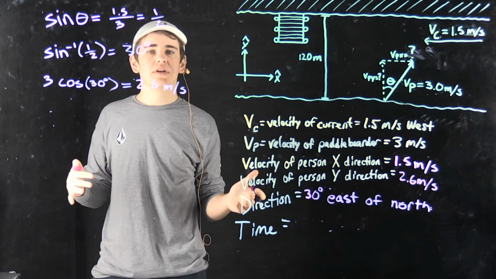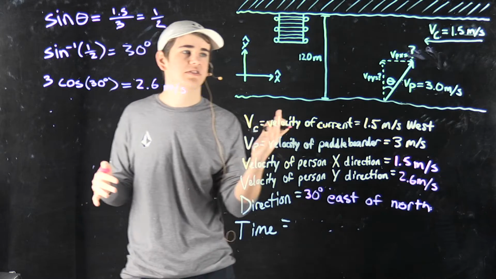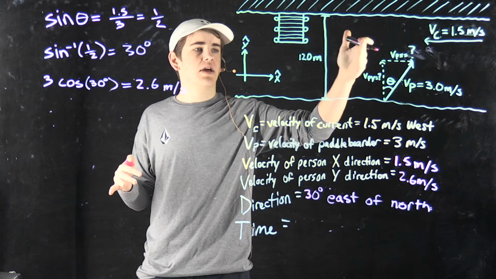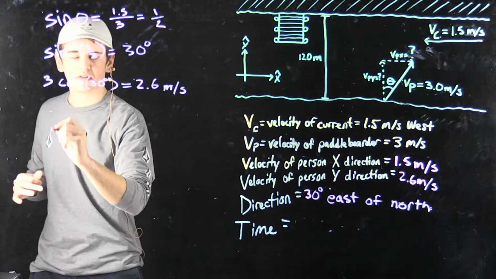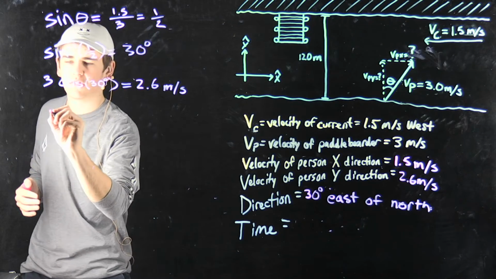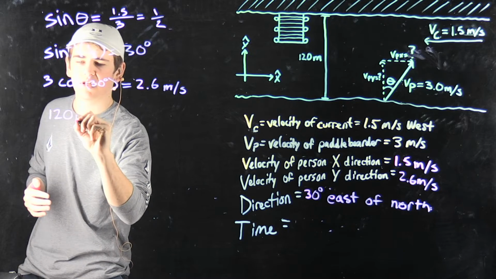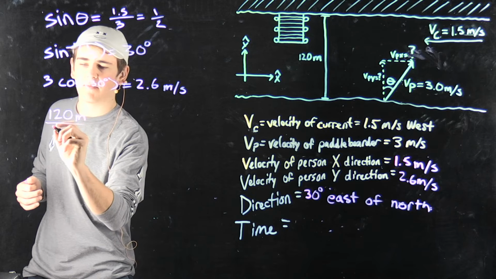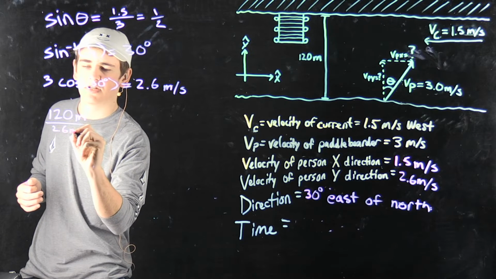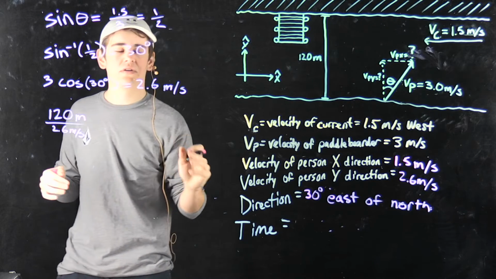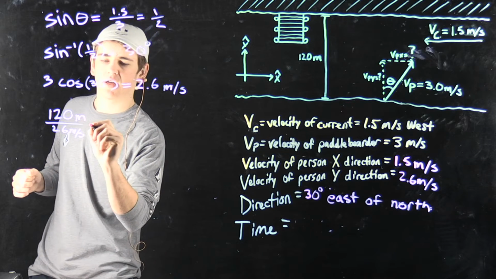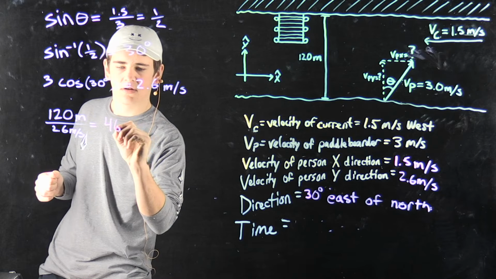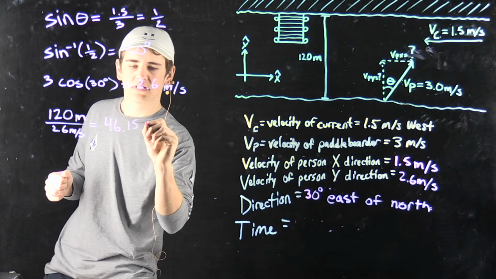All right, so now we can use our y component to solve for how long it takes her to cross, because we know this and we know this distance. So in order to do that, all we have to do is use 120 meters, which is the distance she swims, and then divide that by 2.6 meters per second, which is her velocity in the y direction. And this gives us an answer of 46.15 seconds.